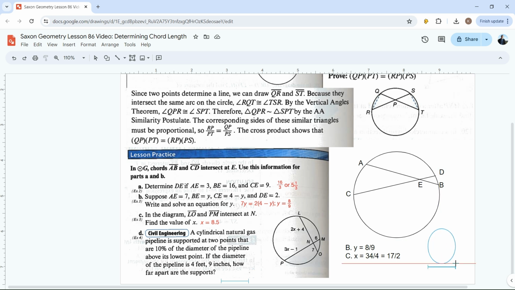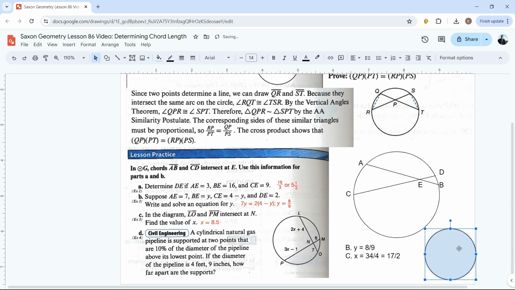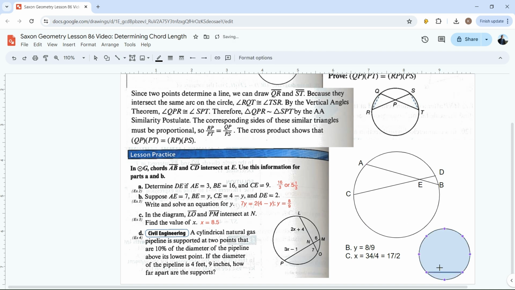You're making a circle that looks sort of like this, okay? And then what we're going to do is put some lines in our circle, and we're going to assume that there's a line that crosses down here. Okay. And at these ends is where this pipeline is supported, here and here. That's 10% of the diameter above the lowest point. But let me put that lowest point in. In fact, I'm just going to put that whole diameter in.